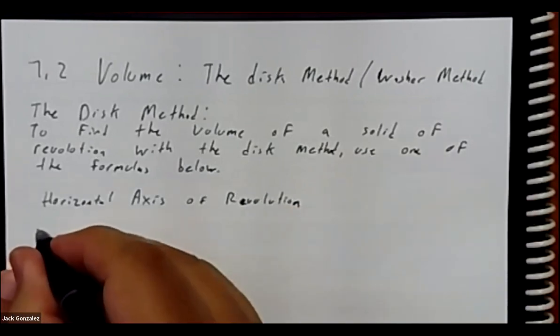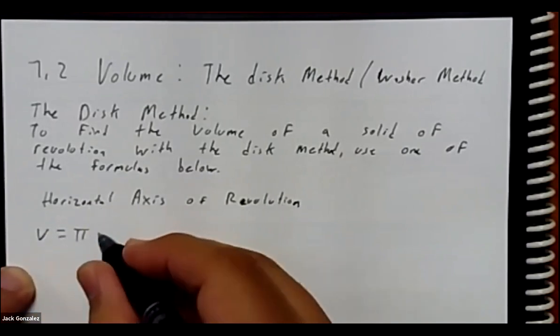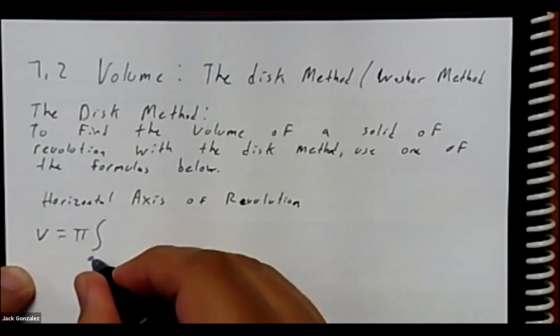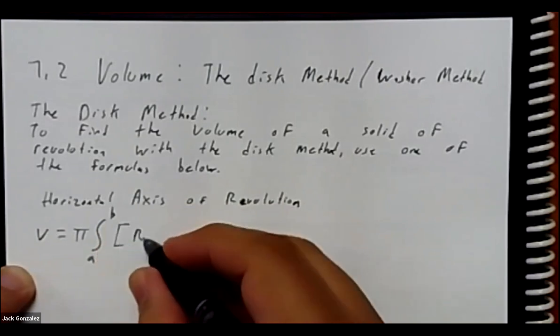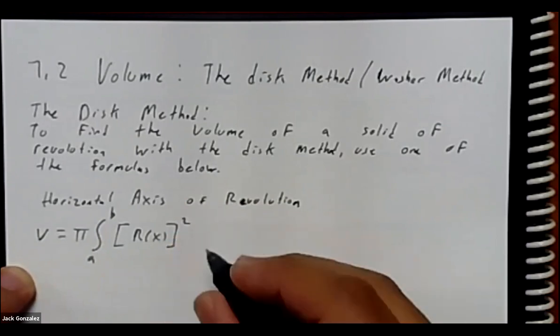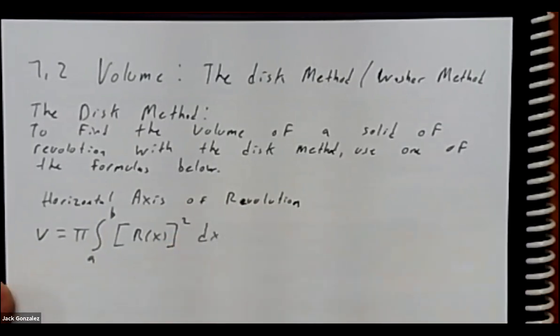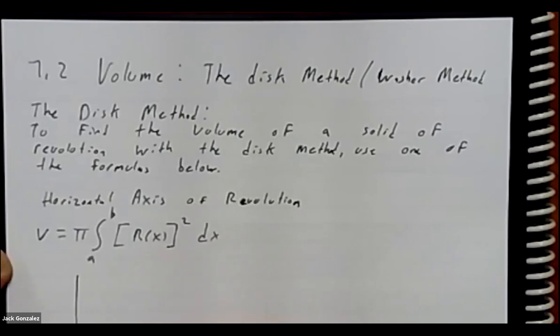Okay. So V is equal to pi times the integral from a to b of R of x squared dx. Let me draw you a picture of what that looks like. Let's say you have some point a and point b.